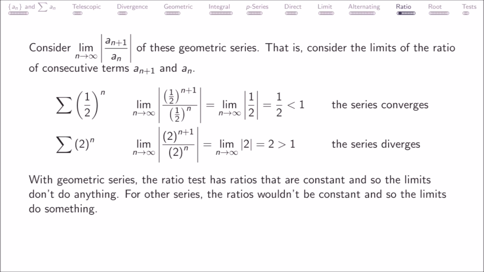Consider the limit of the absolute value of the ratio of these geometric series. That is, consider the limits of the ratio of consecutive terms an plus 1 and an. With geometric series, the ratio test has ratios that are constant, and so the limits don't do anything. For other series, the ratios wouldn't be constant, and so the limits do something.